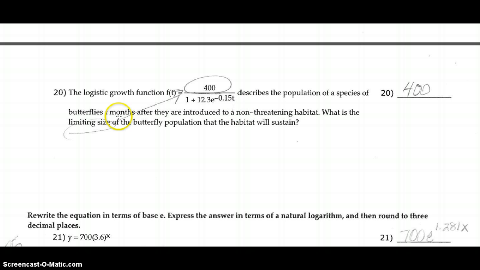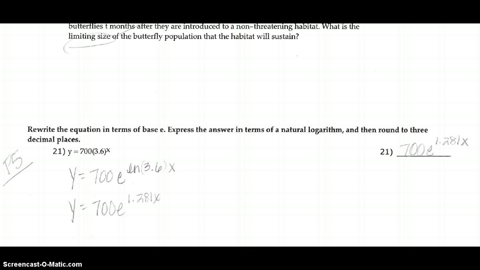And this function is a result of the 400 in the numerator is actually the limiting size. So there's no work that needs to be done. The numerator in this function is the answer. So just interpreting the function and knowing how it works, just the numerator, that's all you need. No work necessary. And the last problem.